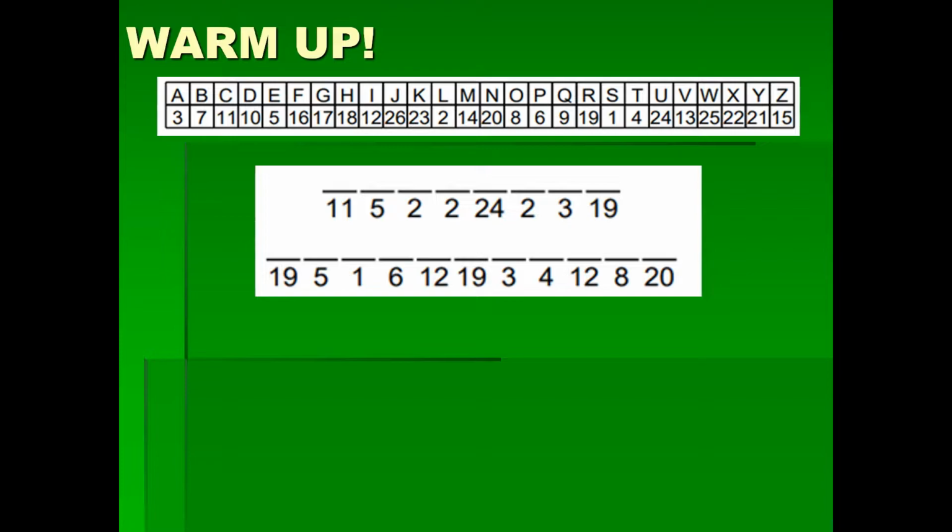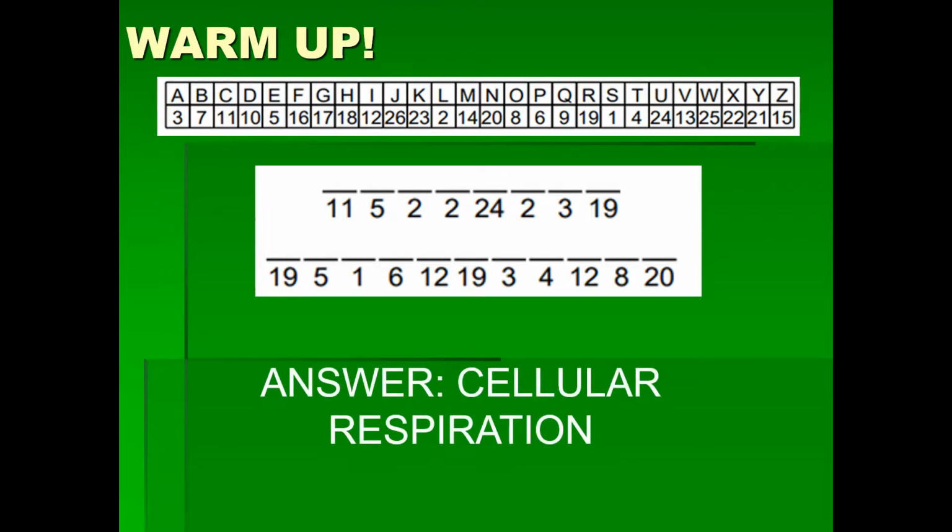So we have 11, 5, 2, 2, 24, 2, 3, 19, 19, 5, 1, 6, 12, 19, 3, 4, 12, 8, and 20. So what is the mystery word? All right, you got it correctly. So our mystery word is cellular respiration.